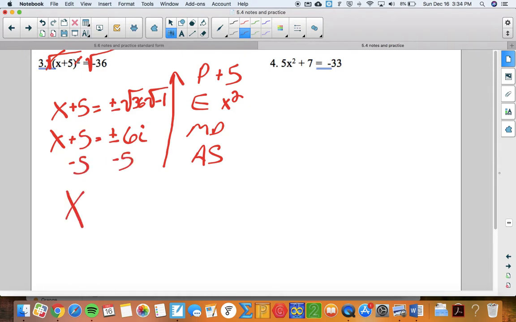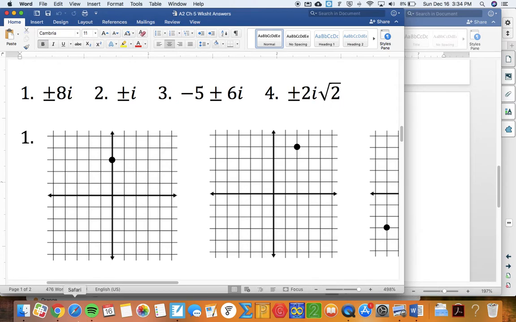So we get x equals, now how am I going to write this? Well, I know this 5 is negative, so I'm going to write that down first. The 6i is positive or negative, so it should be written like that: negative 5 plus or minus 6i. And we can't simplify that anymore, folks, so that is our final answer. Boom.